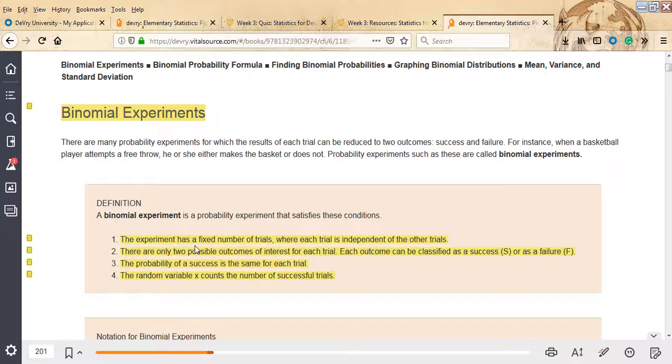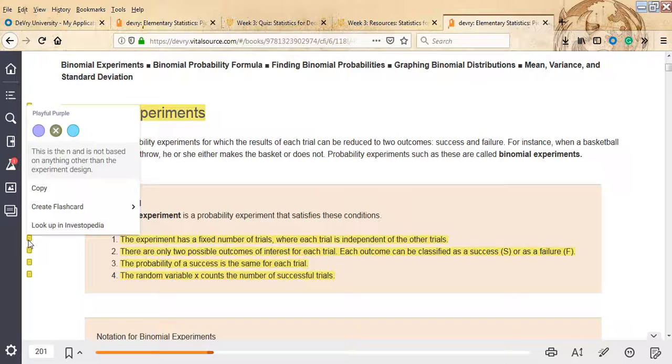By being independent, that means we have replacement. Whatever we're testing or studying, once we get one outcome, we replace it, so it's always with replacement. In addition, one of the notes that I added here is that the experiment has a fixed number of trials. This is the N. We're going to look in a moment at the notation for binomial experiments. And this is the N. It's not based on anything other than the experiment design.